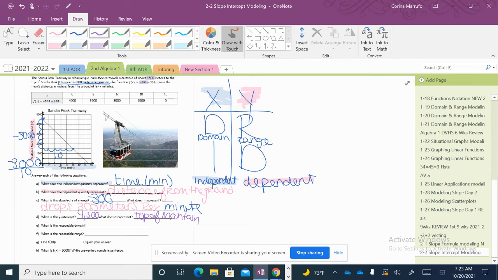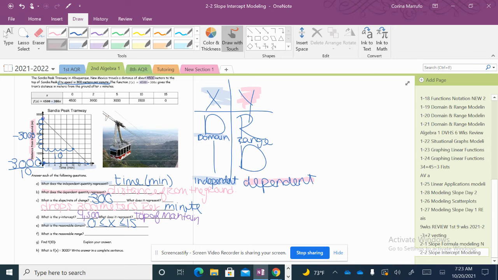Okay, it says, what is a reasonable domain? So remember, your domain is your x values. Okay, so my domain is going to be from 0 all the way up to, they don't give us this number here. It's between 4 and 16. So I'm going to say between 0 and 15. We put the x in the middle, and we put the less than or equal to signs. Okay, because we can be exactly at 0 minutes, or we can be exactly at 15 minutes.